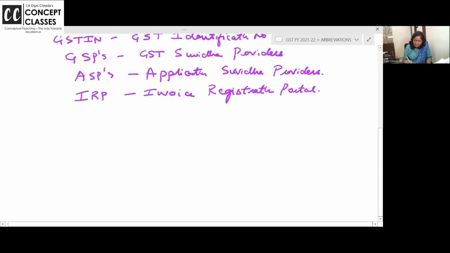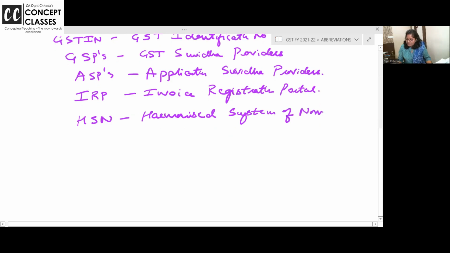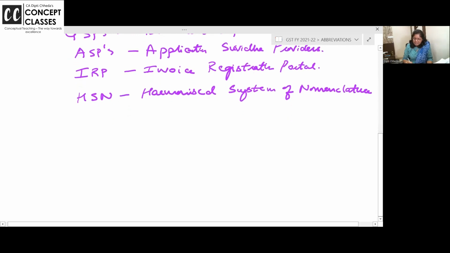And what did we learn? HSN, we will use this every day. Harmonized, it's a very technical name: Harmonized System of Nomenclature. HSN, Harmonized System of Nomenclature. Direct tax is charged person-wise. Indirect tax is charged product-wise, on goods. So the concept is which product will have 5%, which product will have another rate. So this is nothing but the coding of goods and services.